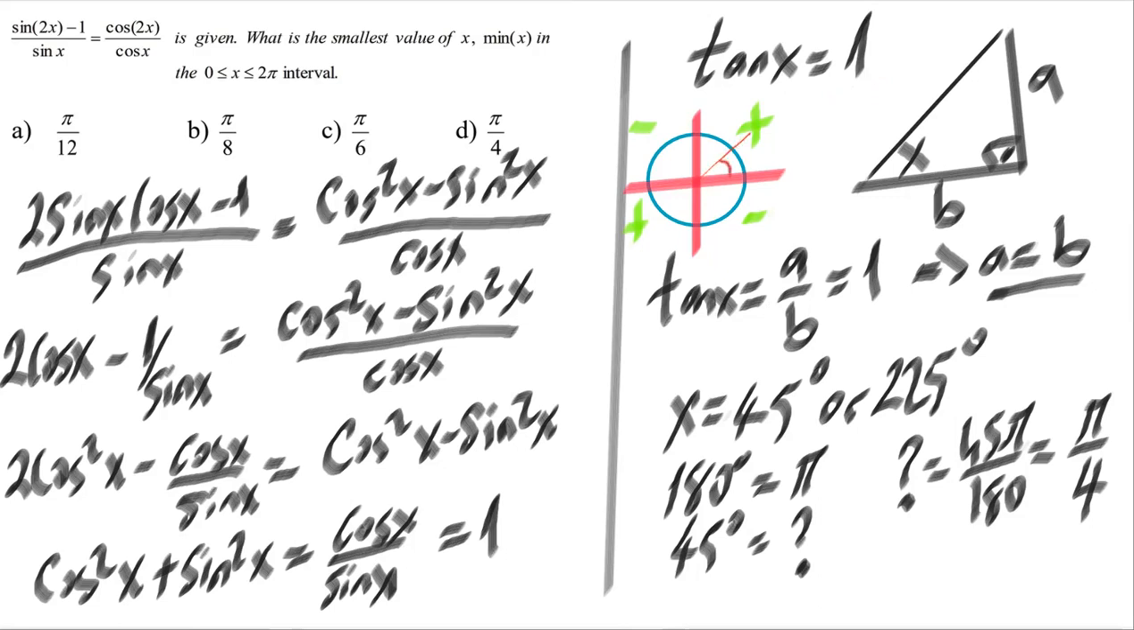One is 45, another one is 180 plus 45, which is 225. So since the question asked for the smallest or the minimum value, the answer will be this one.